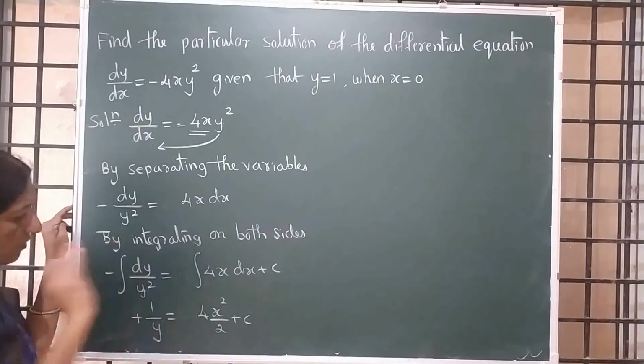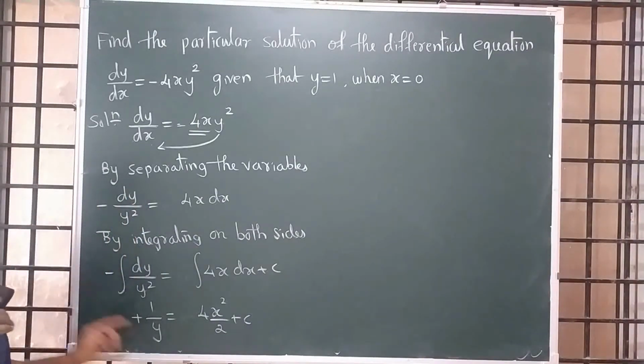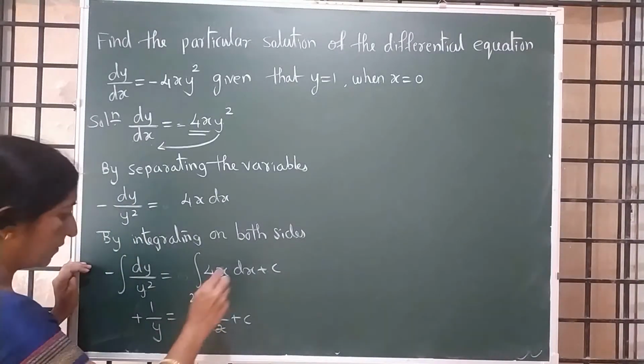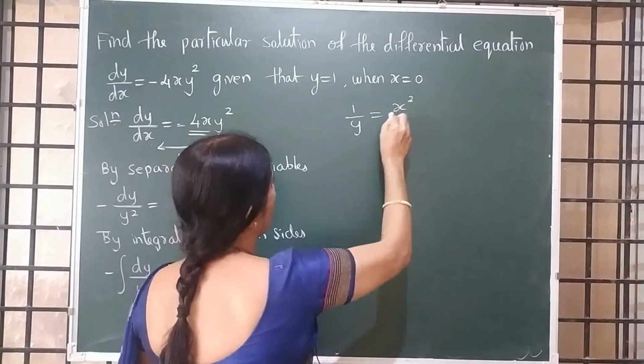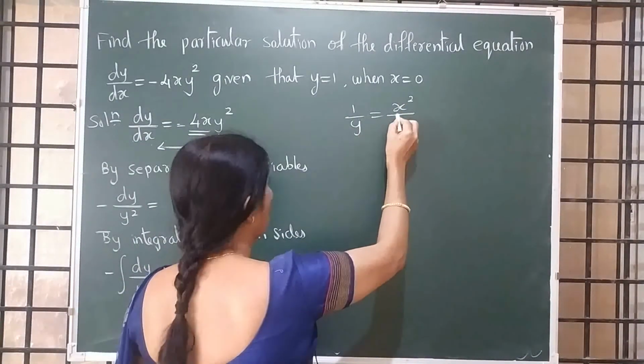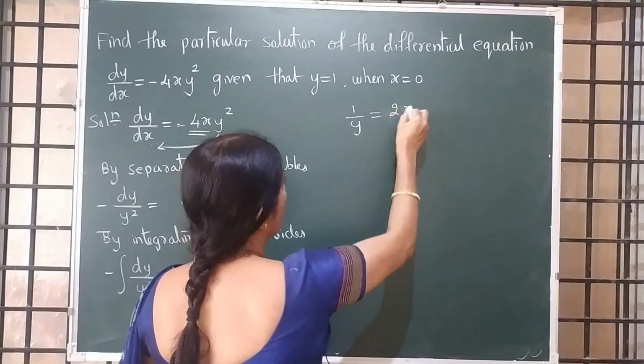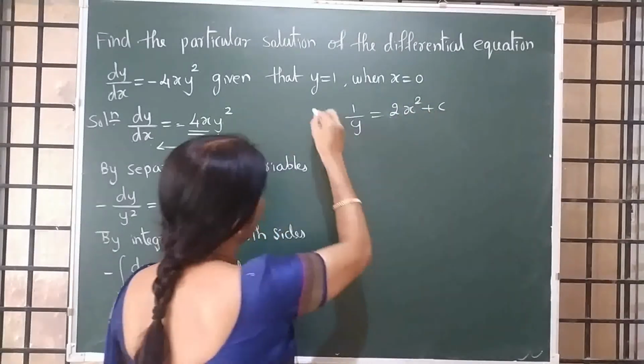That's why I am telling, with minus only you write down. This is 1 by y is equal to 2x square plus c. This is what? This is the general solution.